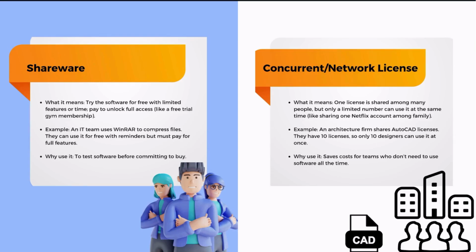Concurrent license. Think of it like sharing a Netflix account with your family. You have one account, but only a few people can watch at the same time. For example, an architecture firm might share 10 licenses of AutoCAD among 20 employees, and only 10 can use it at a time. Why is it good? It saves money for teams where not everyone needs access all the time.